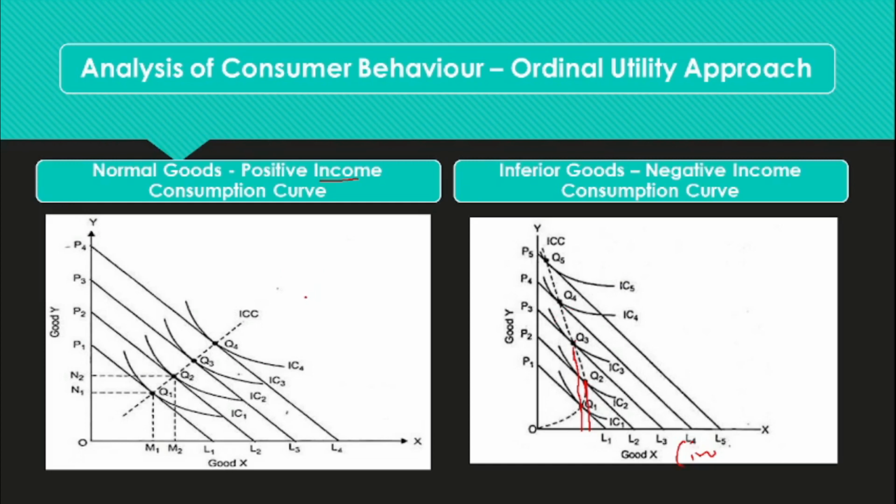So the change in the income affects the consumer's equilibrium in this way: in case of normal goods, the consumer equilibrium will be higher and the satisfaction level will be higher, and in case of the inferior goods, there also the satisfaction level of the consumer is getting higher, but the consumption of inferior goods is getting lower and lower. So this is all about the income effect, and we will discuss substitution and price effect in the next lecture.